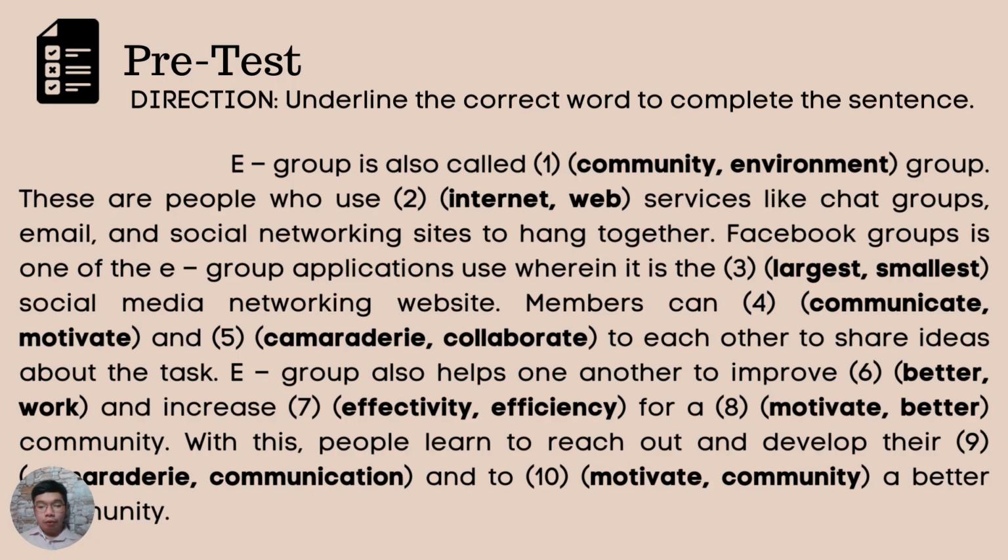E-group is called Community Environment Group. These are people who use internet, web services like chat groups, email, and social networking sites to hang together. Facebook group is one of the e-group applications used wherein it is the largest, smallest social media networking website. Members can communicate, motivate, and camaraderie collaborate to each other to share ideas about the task.